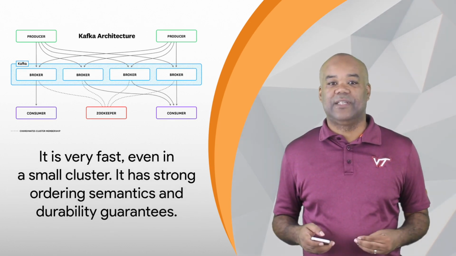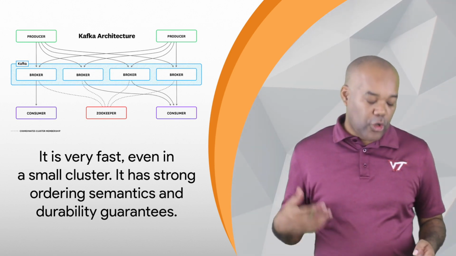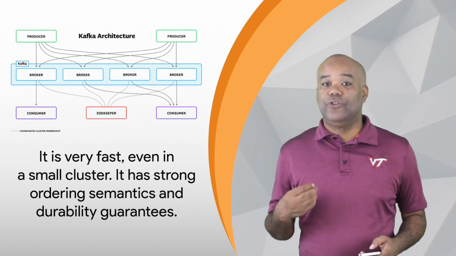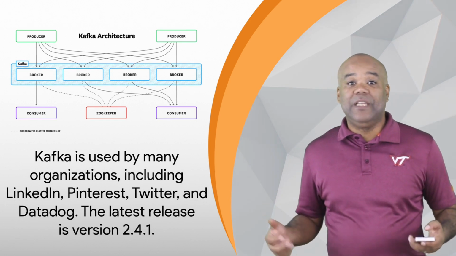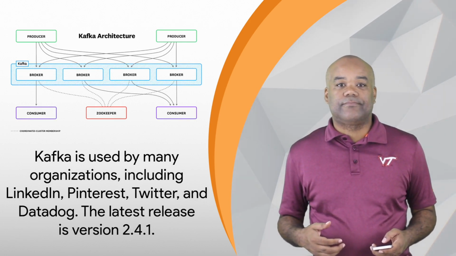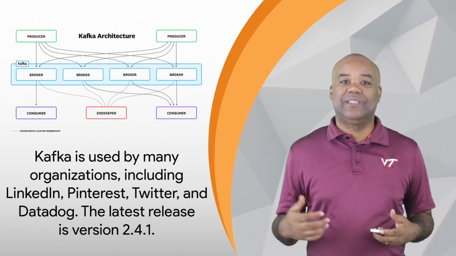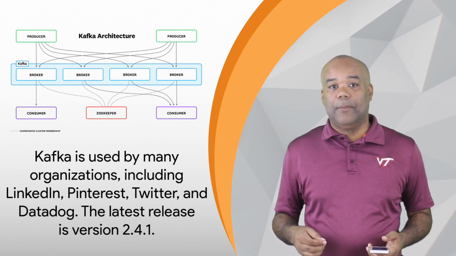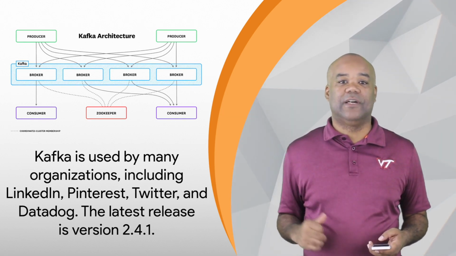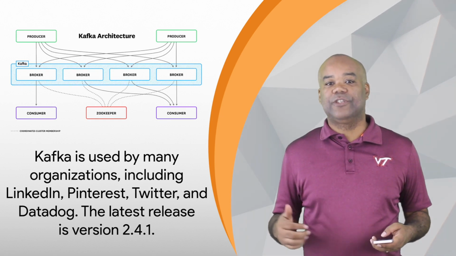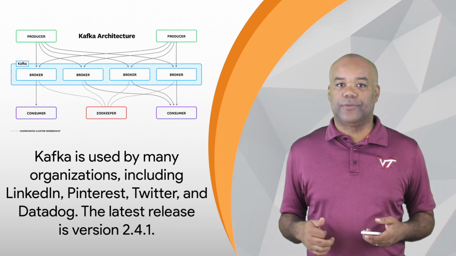Kafka is very fast. Even in a small cluster, it's very fast. Kafka has strong ordering semantics and durability guarantees. Many organizations contributed to the architecture and design of Kafka. It's still used by many organizations. Obviously LinkedIn, but Pinterest, Twitter, Datadog, tons of them. So the latest release of Kafka has even more new features.